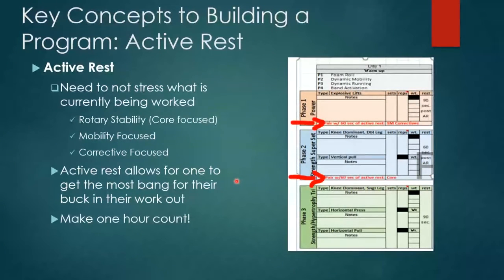Okay, and we've talked about what active rest is. I don't need to hammer it away again, and I've even shown you already where it is in these workouts. But again, active rest needs to not stress what is currently being worked, whether that's that movement or that muscle. It just needs not to stress that, and it's doing something else. It can be rotary stability or core focused, right? It can be mobility focused, corrective focused. You'll see in these drop down lists I have one that says SM corrective. That stands for shoulder mobility corrective.